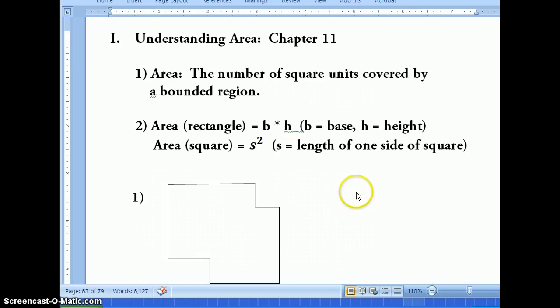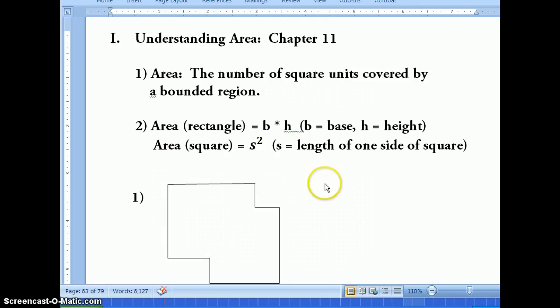The area of a rectangle is equal to the base times the height. Some books will use length times width, and that's fine. I have no problem with that. We use base times height in our textbook, and so I'm going to use base times height. And then, of course, the area of a square, because all sides are congruent, would just be able to take one side and square it, which is the same thing as taking the base times the height.